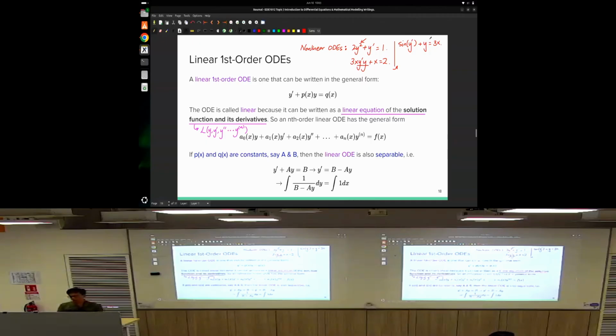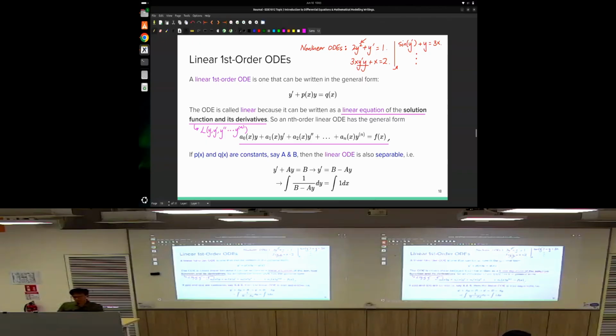Okay, and you can give so many more. So as long as you don't have this form, you are having a non-linear ODE. So this is the linear equation. Any questions on the definition of linear and non-linear ODEs?